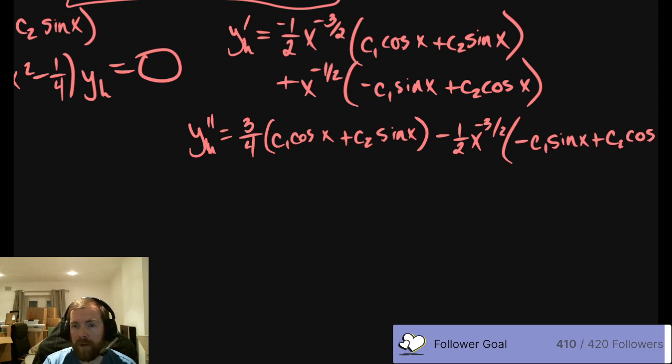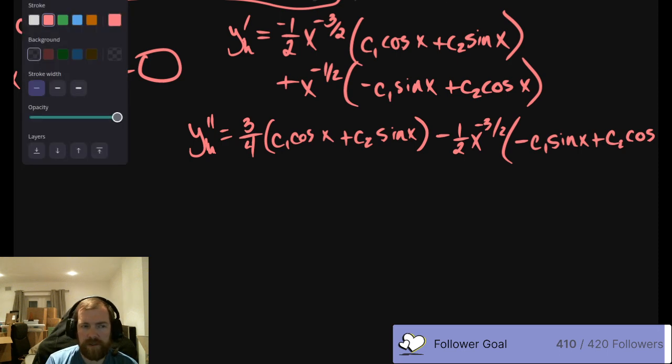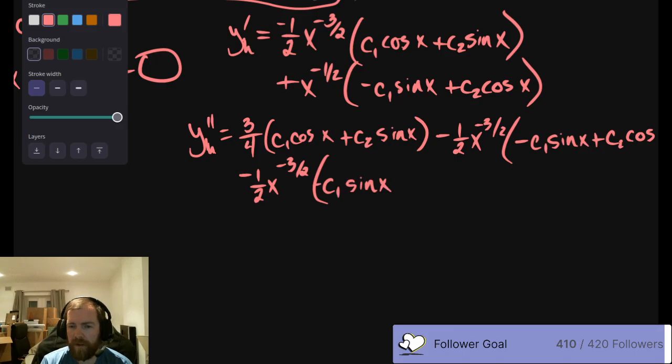Okay, and then we go the other way. Start with here, take the derivative of that bit. That's going to get us a negative 1/2 x to the negative 3/2 times negative c1 sine x plus c2 cosine x. Okay, and then plus x to the negative 1/2 times the quantity.